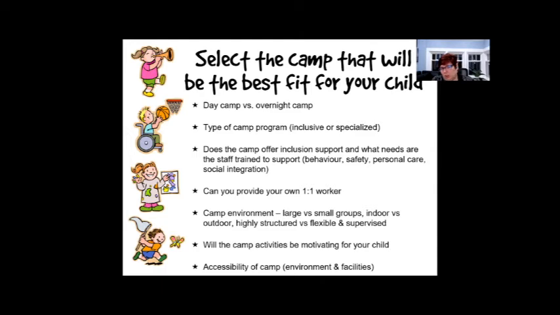We also talk about inclusive camps or specialized camps. Inclusive camps are camps where your child is integrated into a camp setting, and specialized camps are camps designed for children with special needs and programmed for that. They're often the low ratio camps. You want to look at whether the camp offers inclusion support, what the staff are trained to provide for behavior, safety, personal care, and integration. Again, we talked about this. You want to look at if you can provide your own worker.